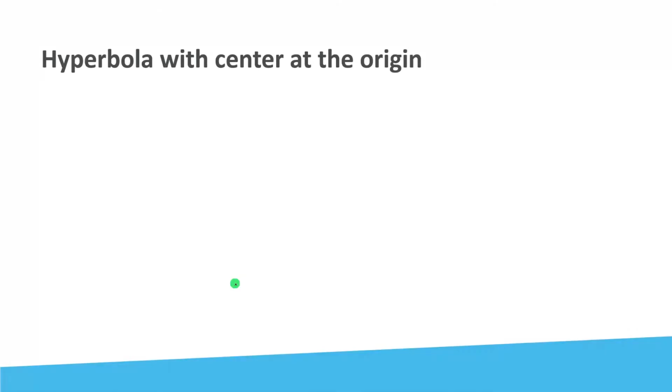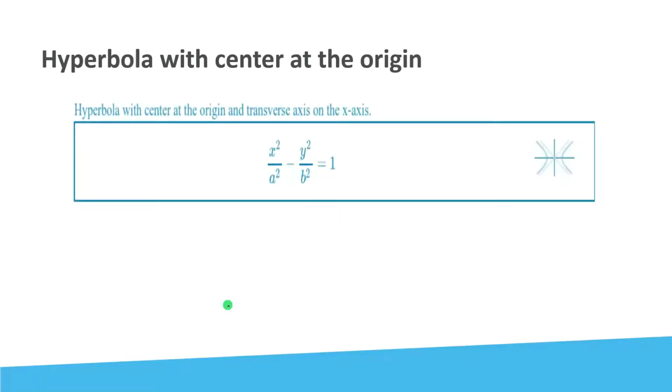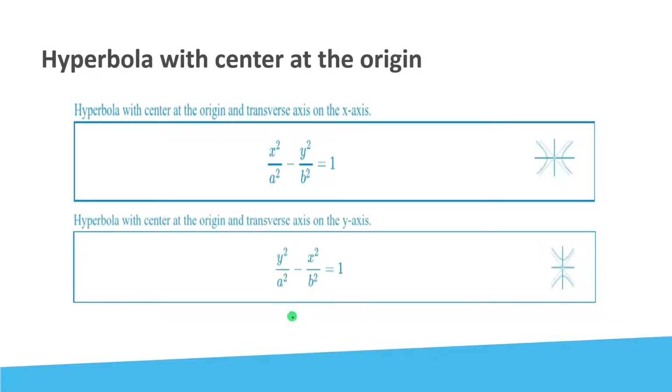Next, for the hyperbola with the center at origin, the standard form of the equation should be x squared over a squared minus y squared over b squared equals 1. If the hyperbola has center at origin and the transverse axis is on the y-axis, we have an equation of y squared over a squared minus x squared over b squared.